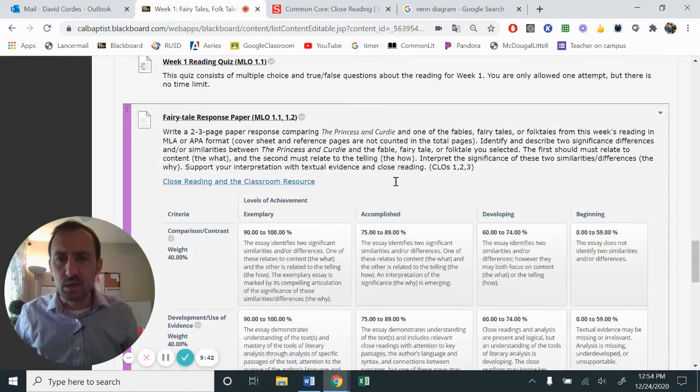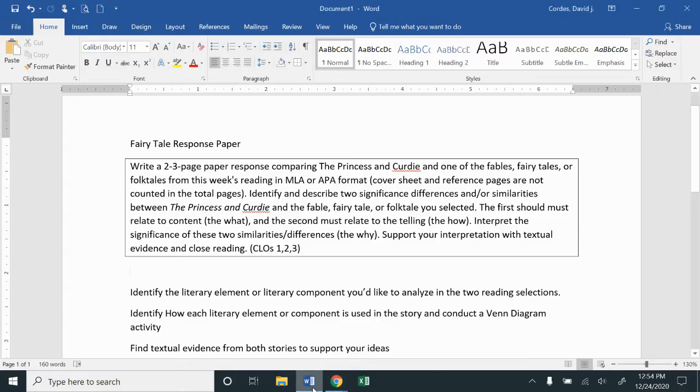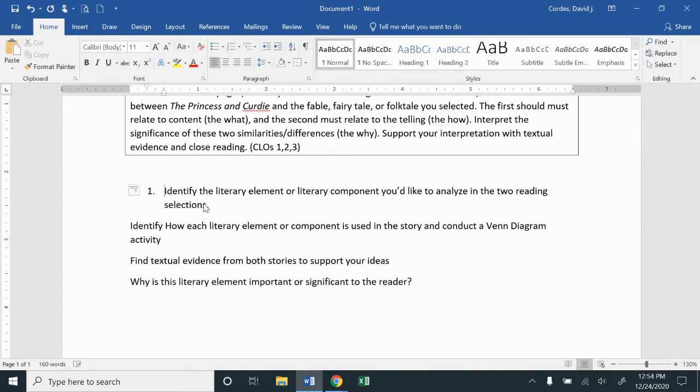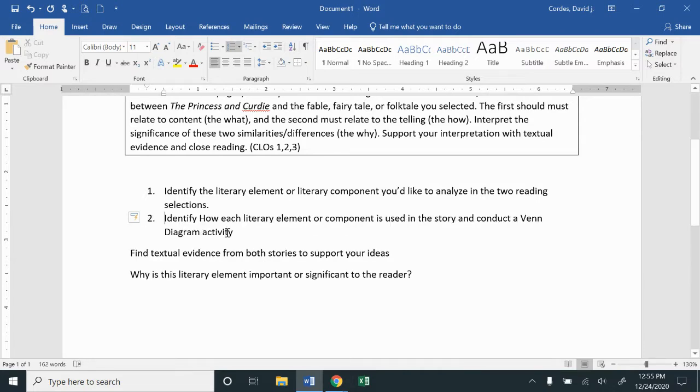So looking here at these components, I actually have written it out over here. These are the instructions that you see on Blackboard, but these are the steps. Number one, I would identify the literary elements that you want to use in both of those readings. The second thing that you're going to do is identify, ladies and gentlemen, how each literary element is used within those stories.